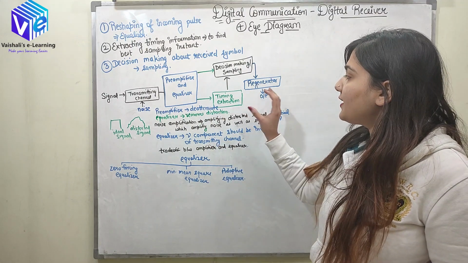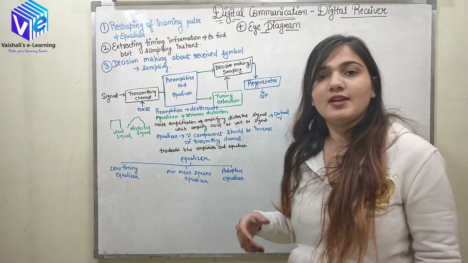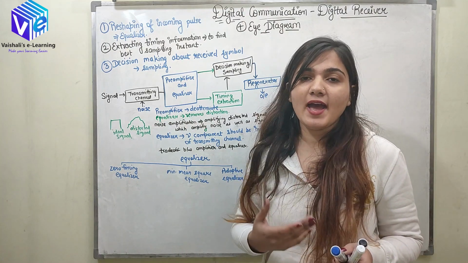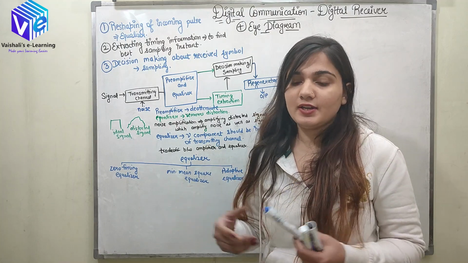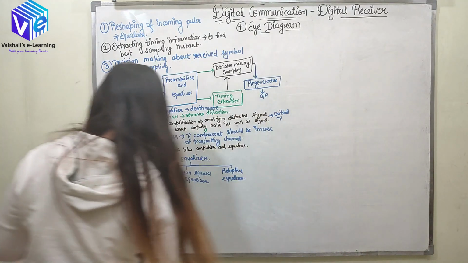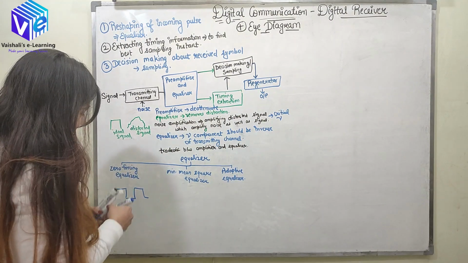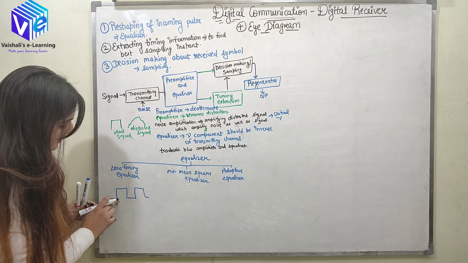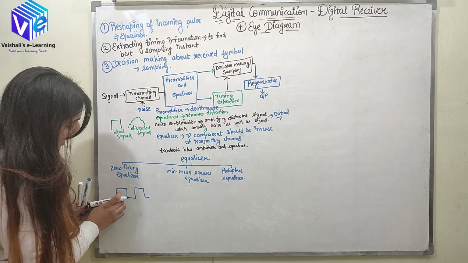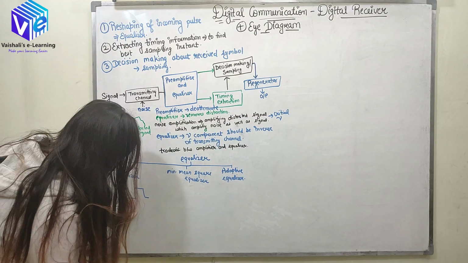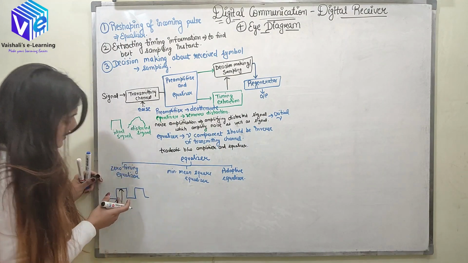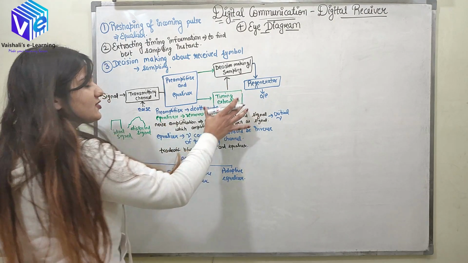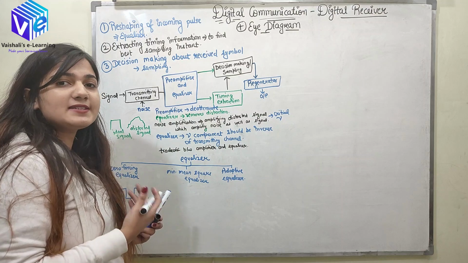So now coming to the next block, which is timing extraction. Timing extraction is giving me the best sampling instant. I have to sample my data, but where? So if I have the data like this, and I sample this data at this point of time, here I have 0 as well as 1, so I'll be ambiguous about the data. So best sampling instant should be at the center of the data. So from timing extraction I'll get to know the best sampling instant.